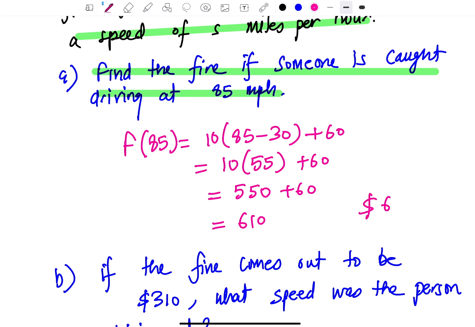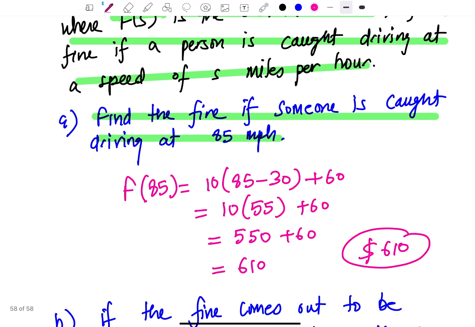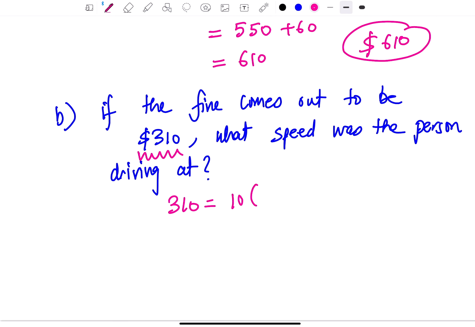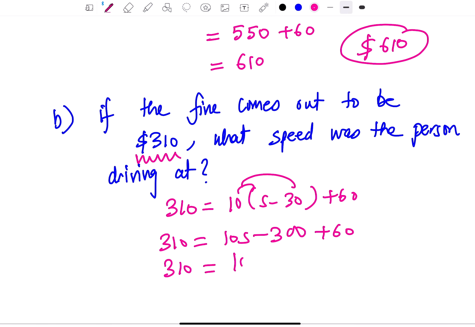If the fine comes out to be $310, what speed was the person driving at? So now this given amount is the fine, and we are looking for the speed. So I'm going to replace it with the fine in the equation that's given to me for the function. 10 times s minus 30 plus 60. 310 would be 10s. Let's distribute. Minus 300 plus 60. 310 equals, so we can go ahead and combine the like terms. So that would be 300, that would be negative 240.